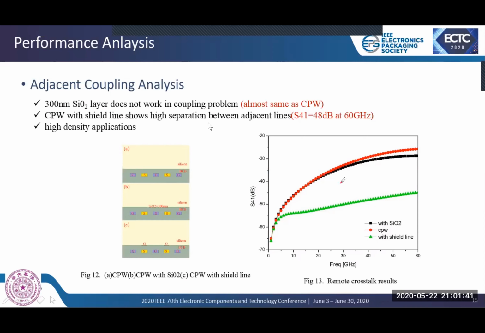The green triangle curve, coplanar waveguide with shield line, exhibits an isolation of -48 dB at high frequency. It decreases nearly 20 dB from 20 GHz to 60 GHz. So we can conclude that the shield line is also of great efficiency in dealing with the adjacent coupling problem, greatly enhancing the isolation between ports. It can also be inferred that with shield line, it has a lot of application space in high-density occasions.